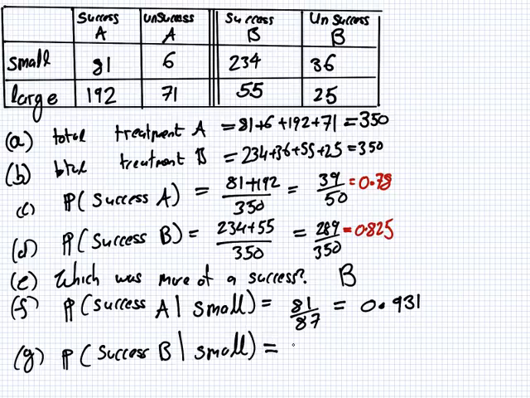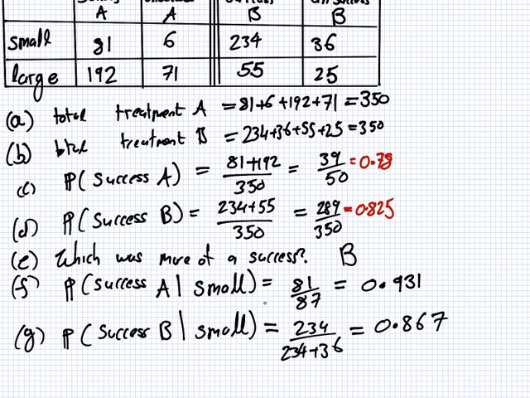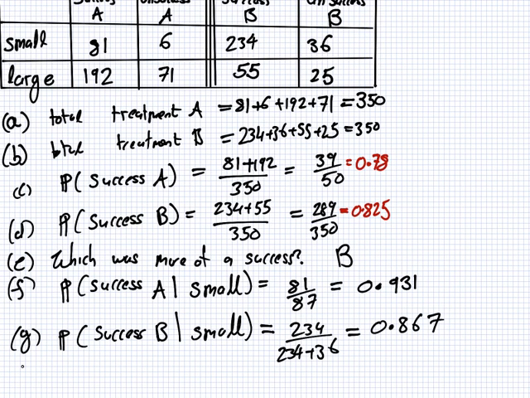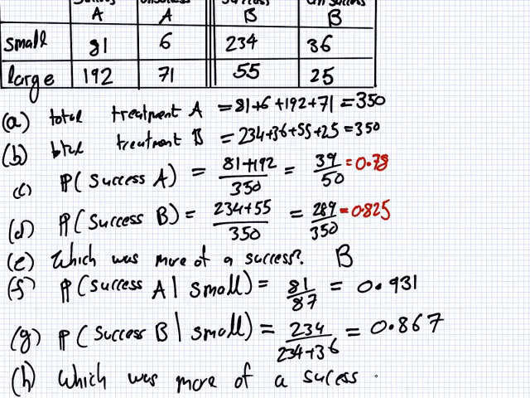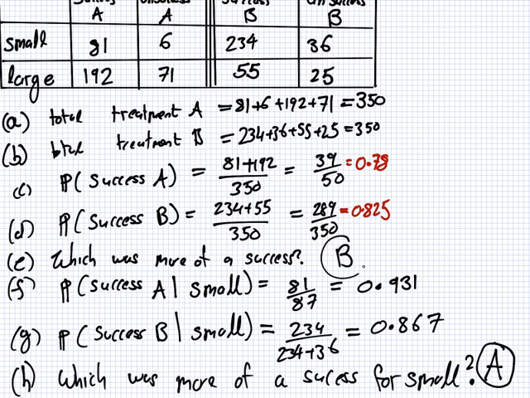Well, that would be 234 over whatever 234 plus 36 is. Like this, yeah? Okay. Which was more of a success for the small kidney stone patients? A. Okay.